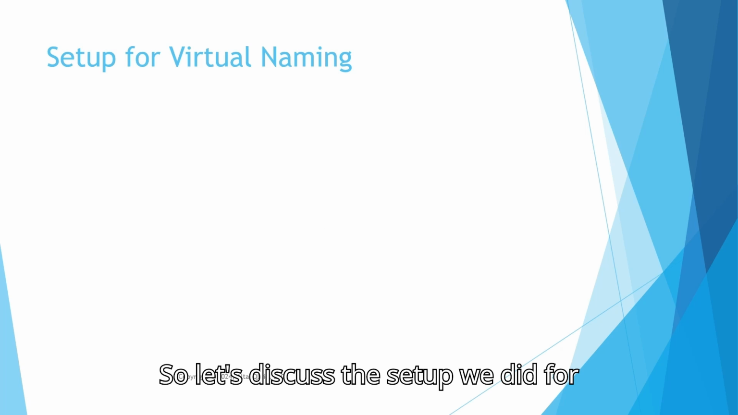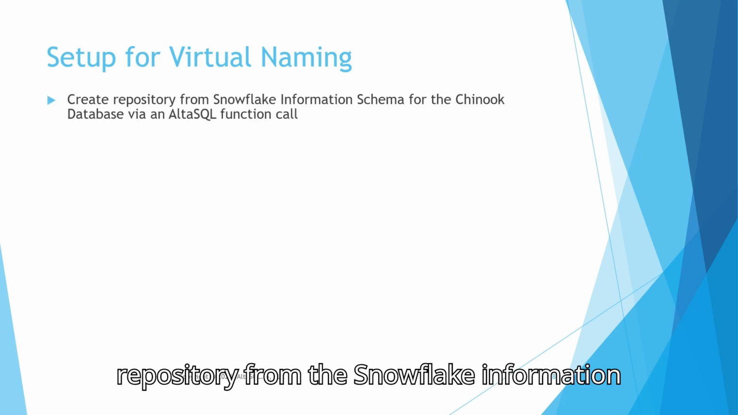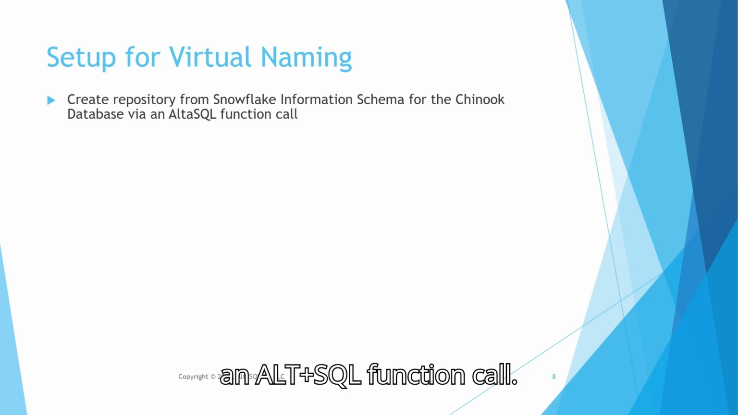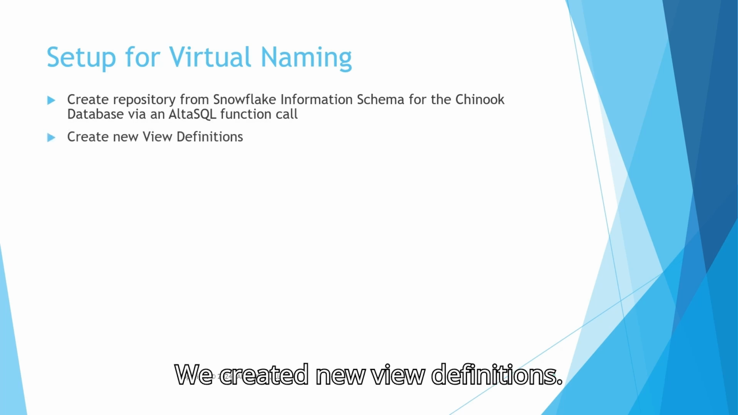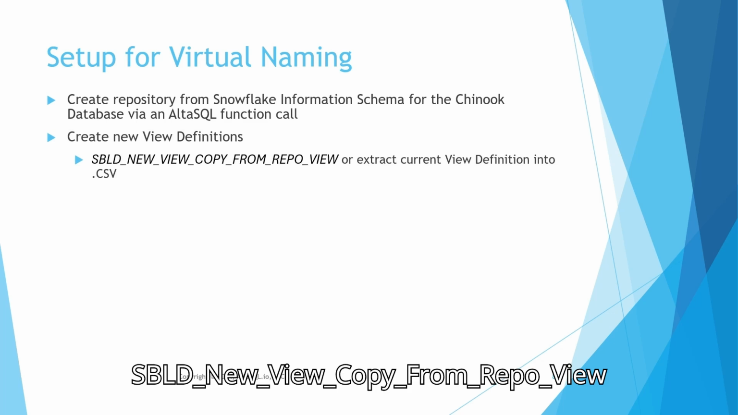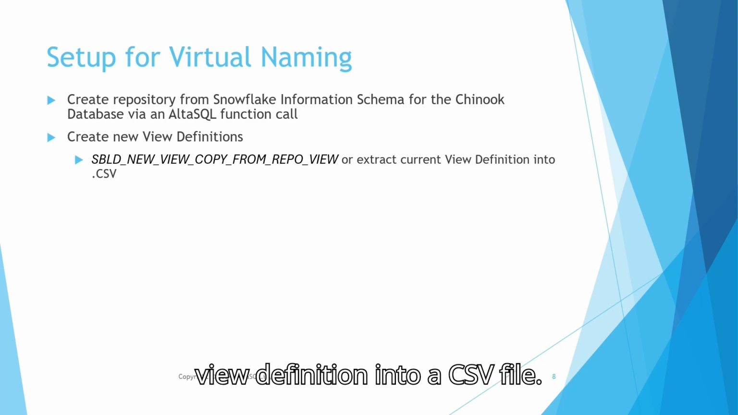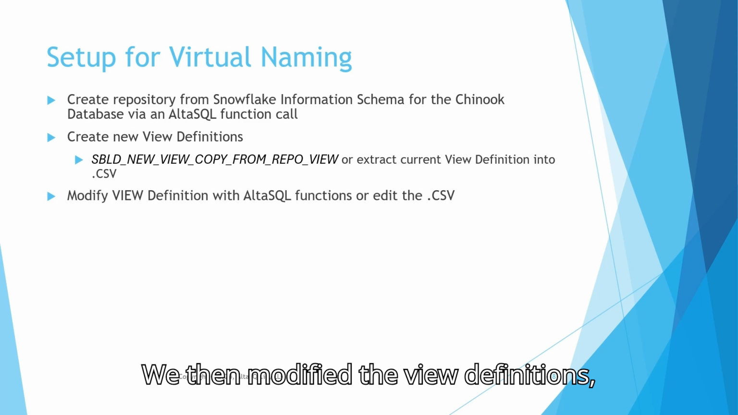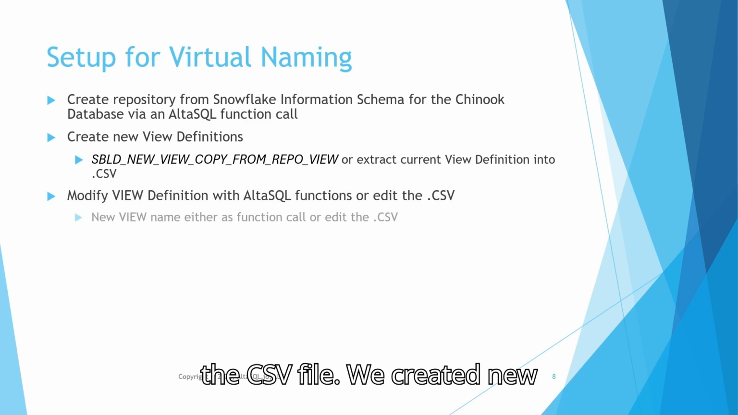So let's discuss the setup we did for this demo. We initially created a repository from the Snowflake information schema for the Chinook database via an AltaSQL function call. We created new view definitions. We either used the sbuild new view copy from repo view function, or we extracted the current view definition into a CSV file. We then modified the view definitions either with AltaSQL functions or editing the CSV file.